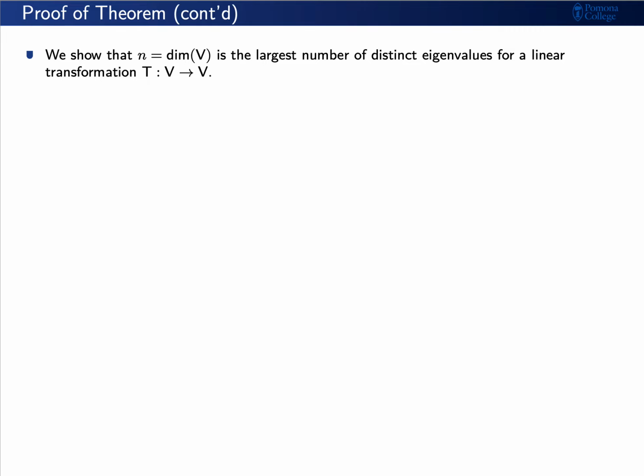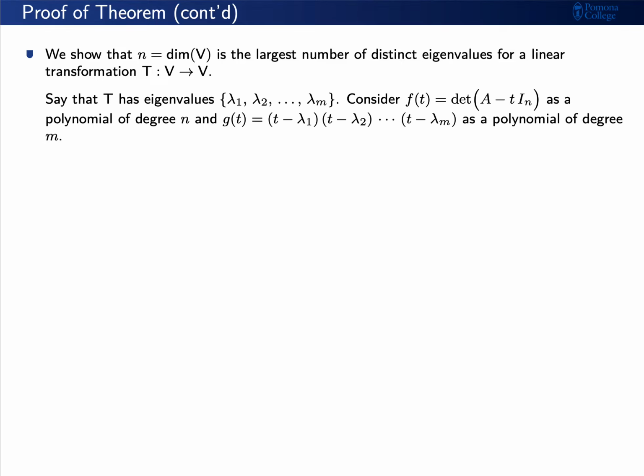Finally, we're going to show that n is the largest number of distinct eigenvalues for a linear transformation T. For the moment, let's say that T has m eigenvalues, lambda 1, lambda 2 through lambda sub m. And of course, as before, we'll let f of t denote this polynomial of degree n. And let's denote g of t as the following polynomial of degree m, where the roots of g of t are the eigenvalues lambda 1 through lambda sub m.